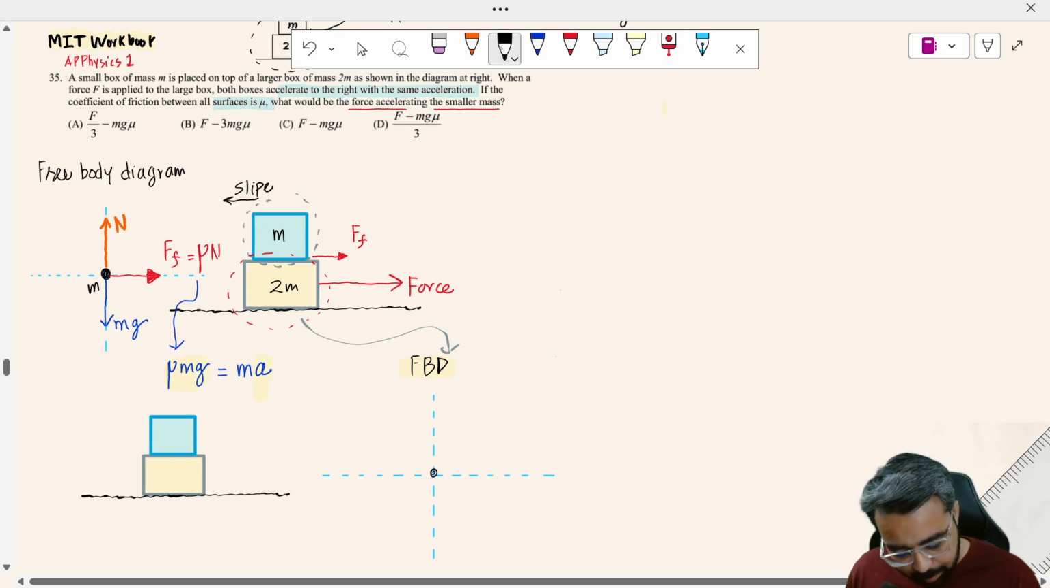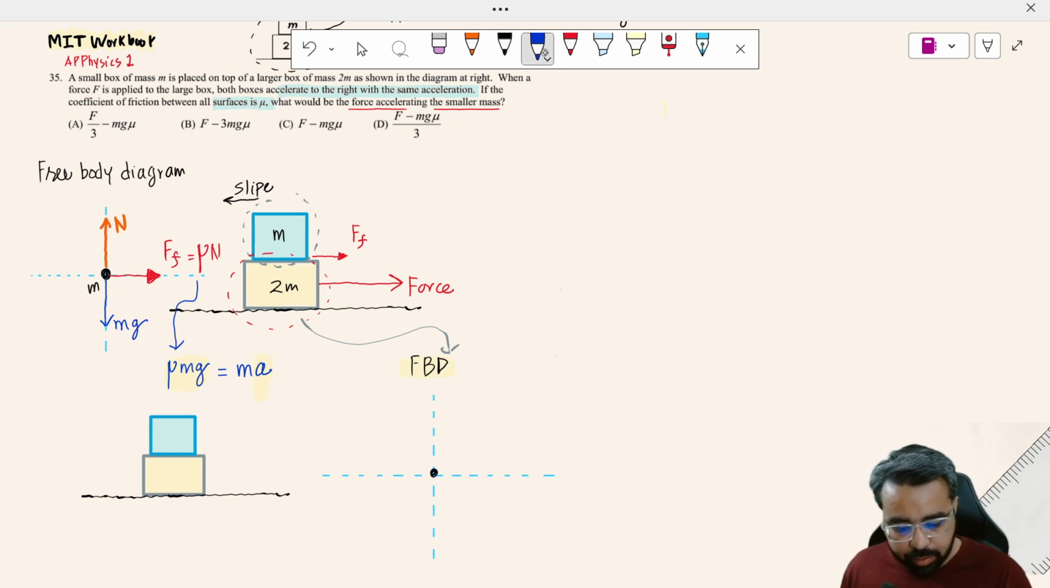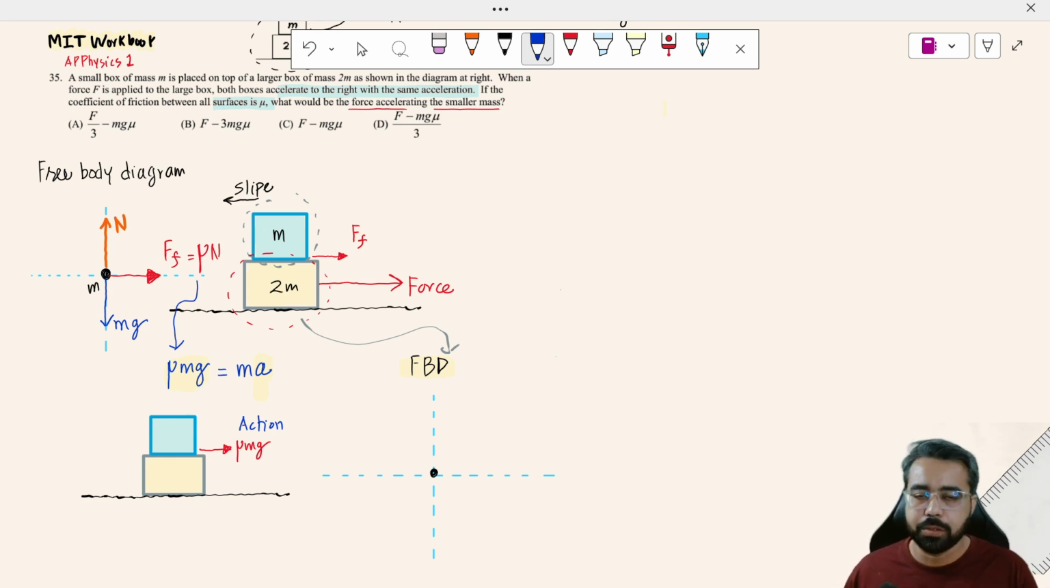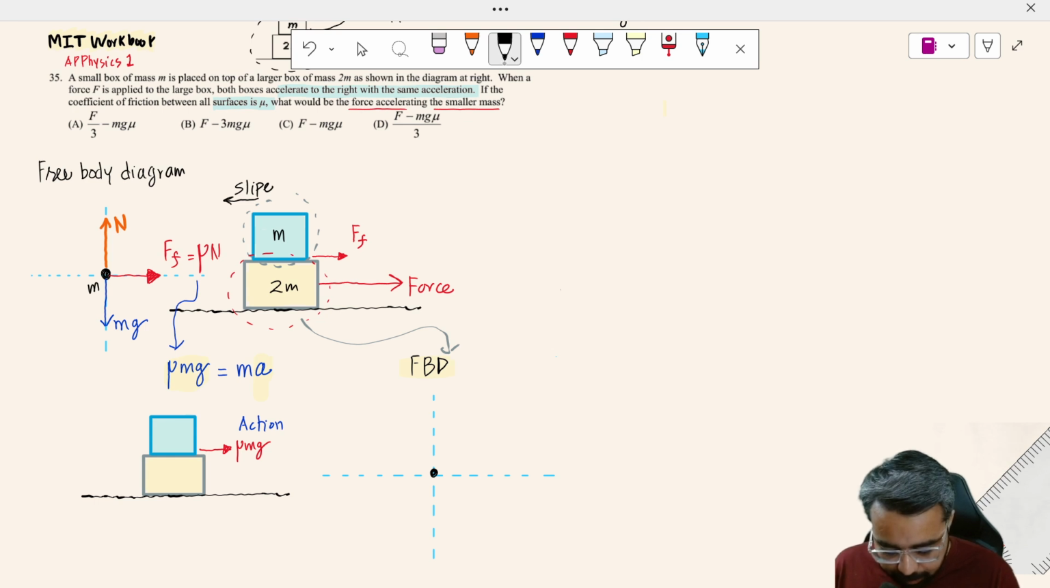Dear students, this is a mass 2m, and how many forces are exerted on it? First of all, do you remember I told you that this is a force exerted by the lower block on the upper block? And if I consider this an action force, so according to Newton's third law, it must have a reaction force which must be the same in magnitude but opposite in direction. So this must be mu mg, a force that is exerted on the lower block by the upper block. So this is one force.